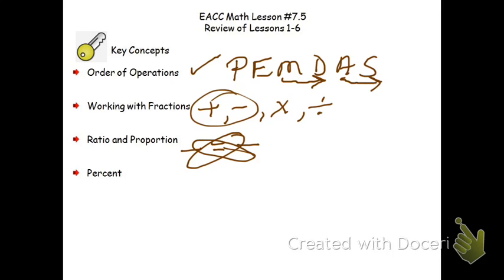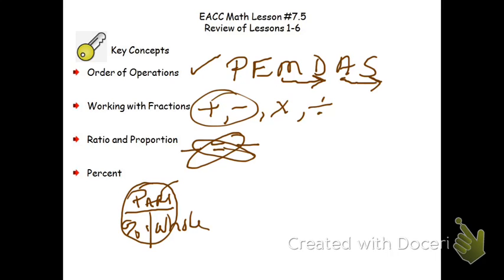And last, your percents. Try to remember how to use your percent circle. I think it's a nice tool. Part, your percent, and your whole. And remember here, you always multiply the percent times the whole. And this way is always division. Part divided by percent gives you the whole, and part divided by the whole gives us the percent.